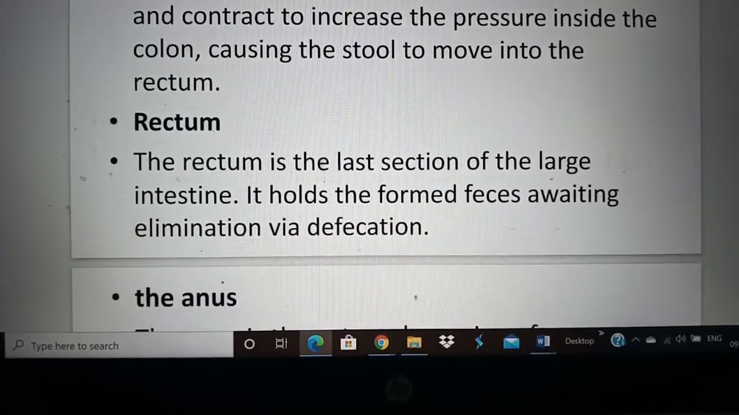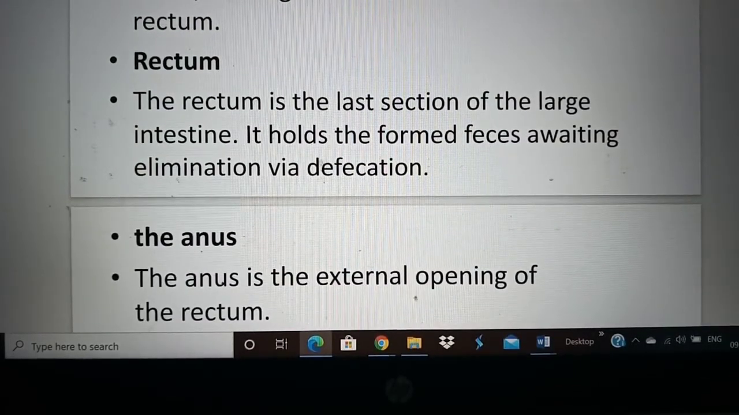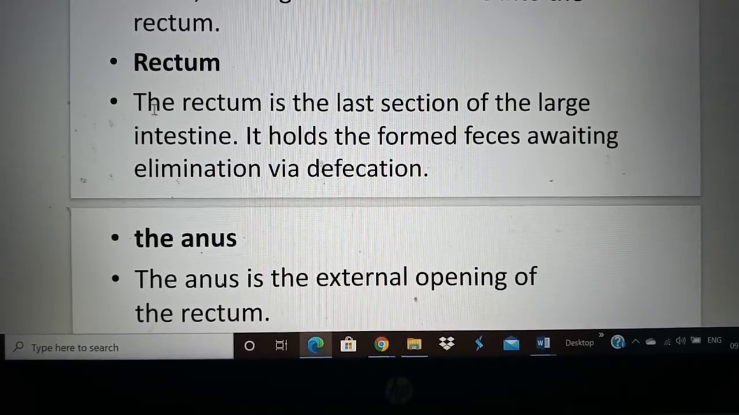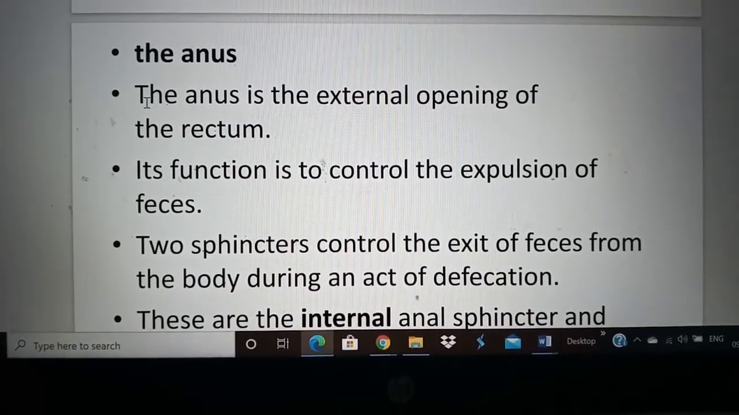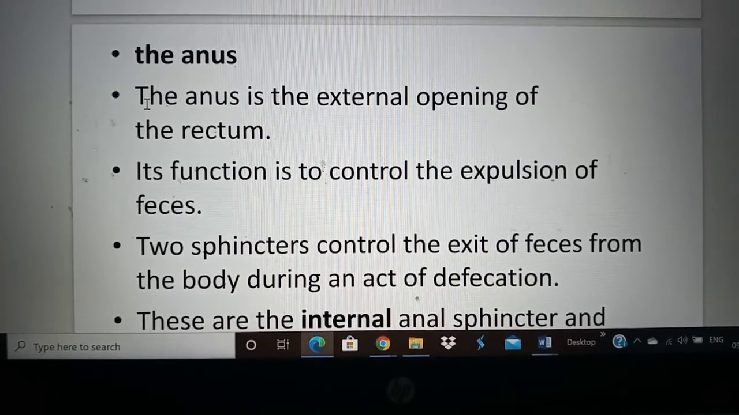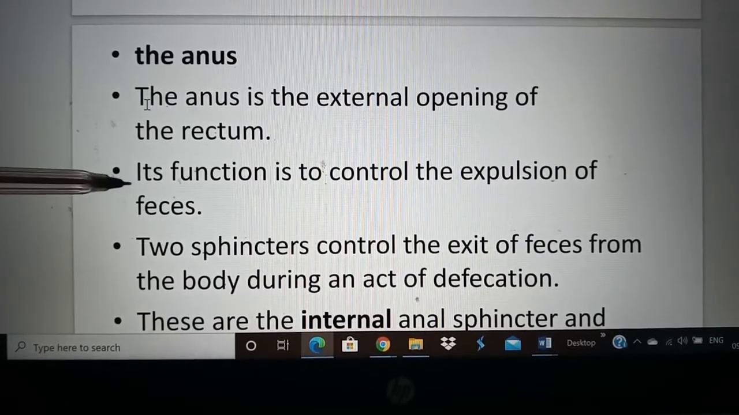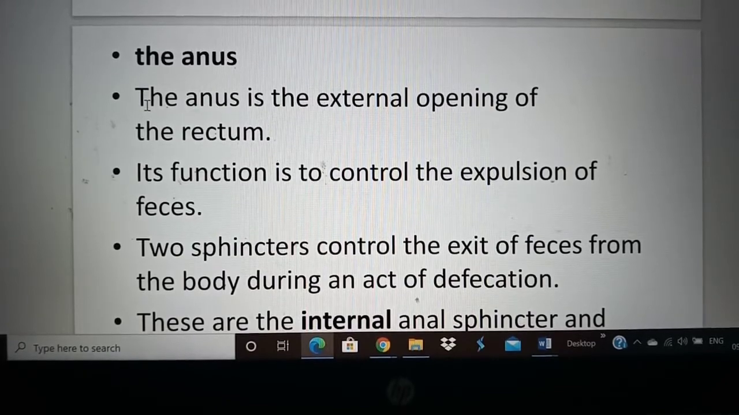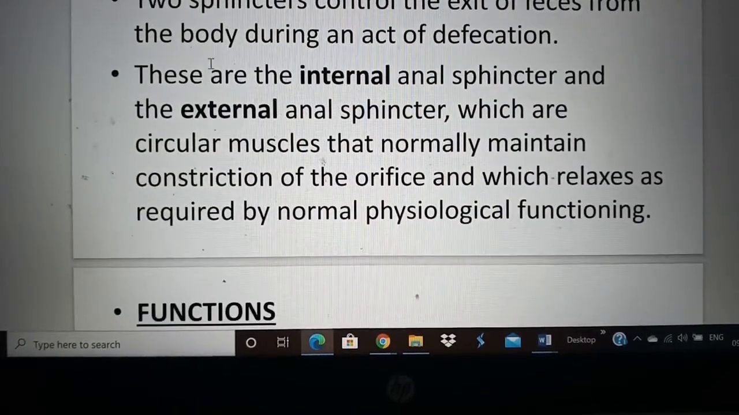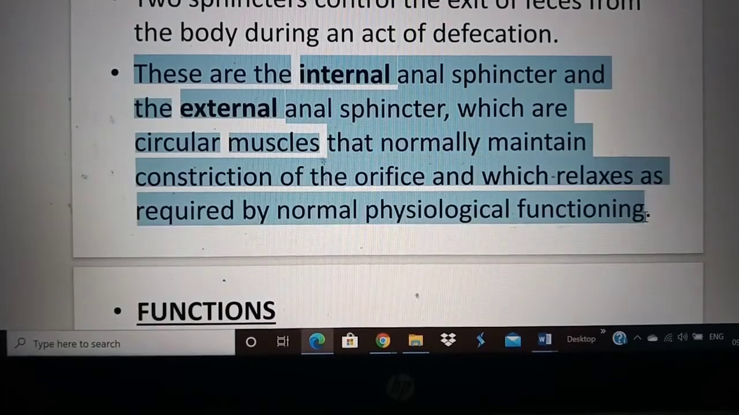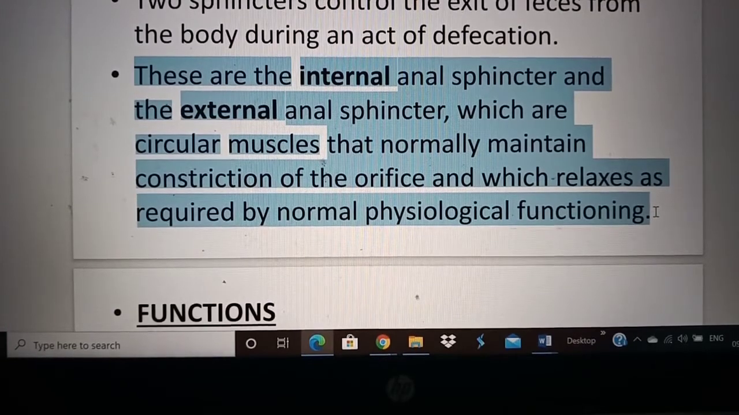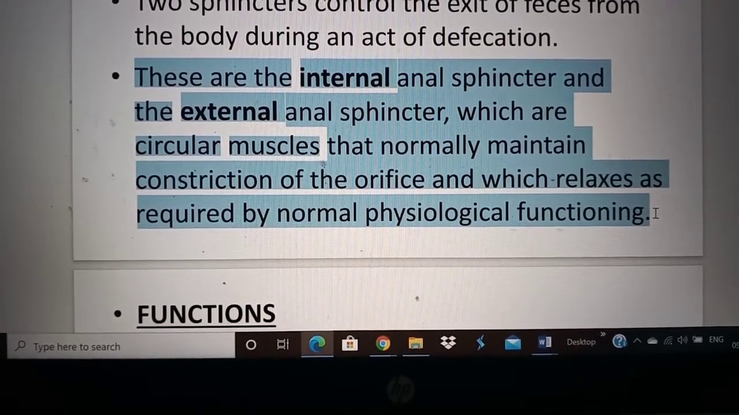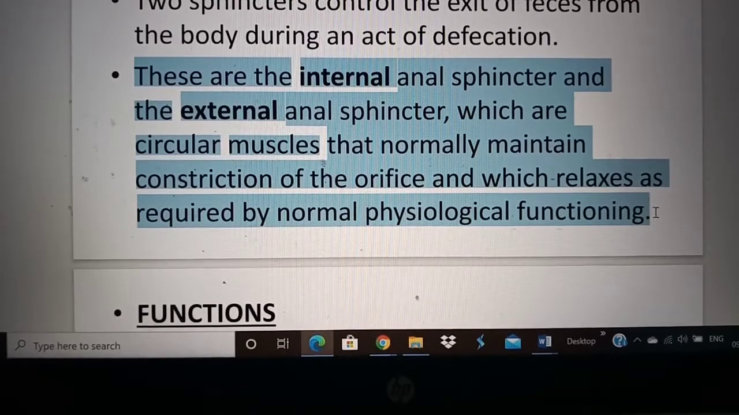The rectum, which is the last section of the large intestine, holds the formed feces and waits for it to get defecated or eliminated. The anus, which is the external opening of the rectum, mainly functions to control the expulsion of the feces. There are 2 sphincters that control the exit of feces: the internal anal sphincter and the external anal sphincter. They are circular muscles which maintain the constriction of the orifice. Mainly they relax when there is a desire or when the normal physiological function takes place.